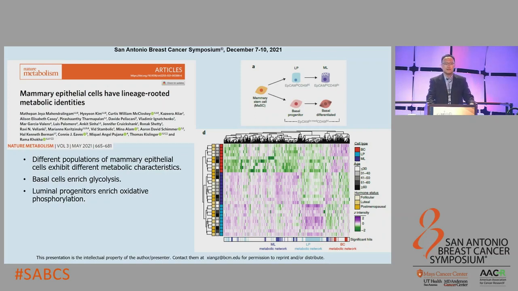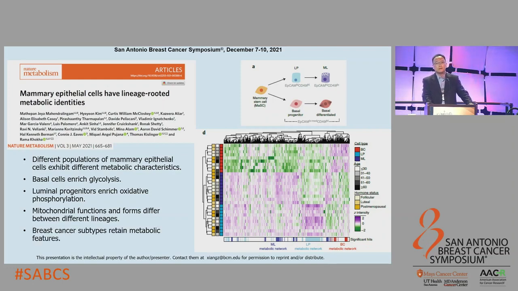And these lineages of cells exhibit different metabolic profiles. Basal cells are enriched in glycolysis, whereas luminal progenitors are enriched in oxidative phosphorylation. Their mitochondria also appear to be different, both functionally and morphologically. And very importantly, hypothetically, these different epithelial cells are precursors of different subtypes of breast cancer. If you look at the corresponding subtype, these features are retained.